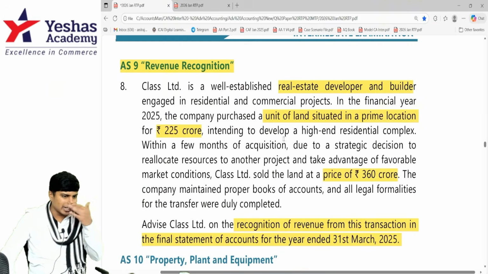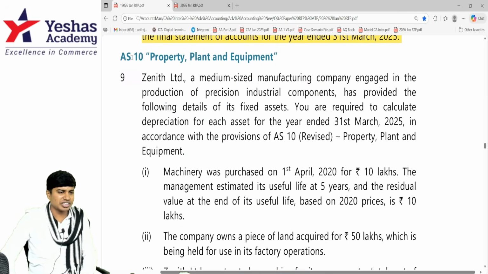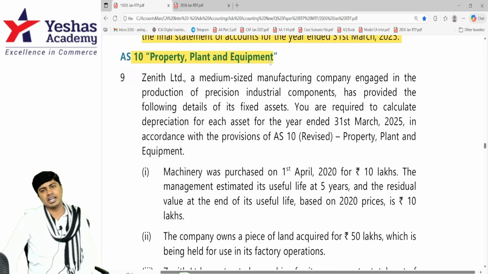Let's see the next one. Question number 9 on accounting standard 10. Property, plant and equipment.